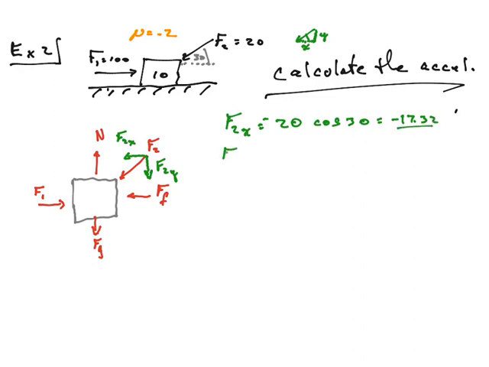We also need F2y. The y component of F2, well, the y side is the side opposite to the angle. Opposite goes with sine, so he's 20 sine 30. Is he positive or negative? F2 points down and to the left. Downwards means the y piece is negative. So he's equal to negative 10.